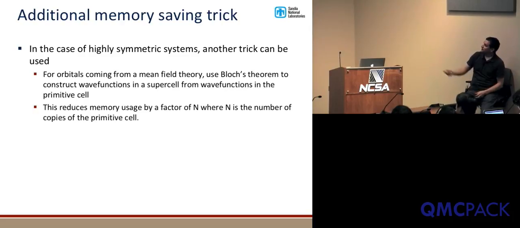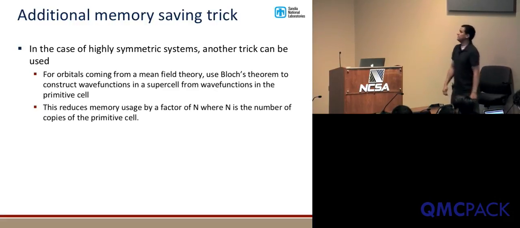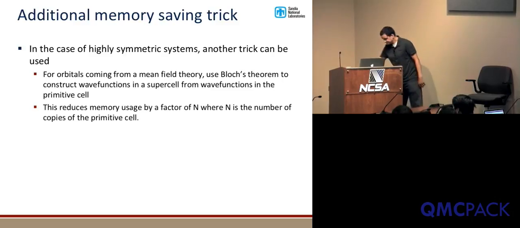So the nice thing about this is it reduces your memory usage by a factor of n, where n is the number of copies of your primitive cell. And so this is implemented and it's used quite extensively.